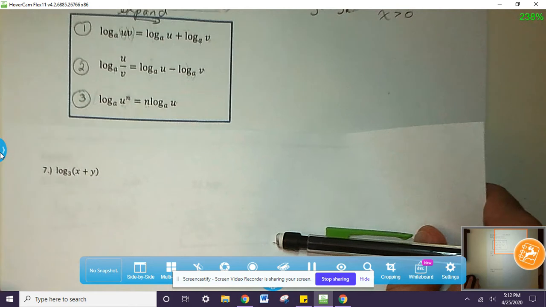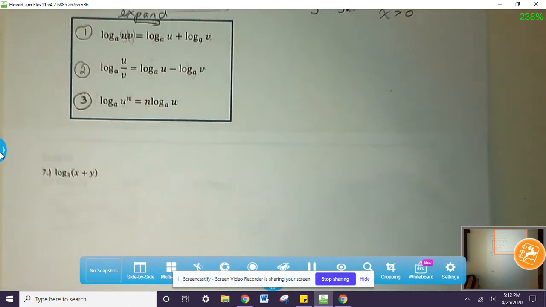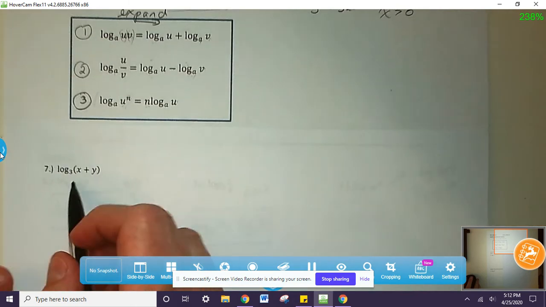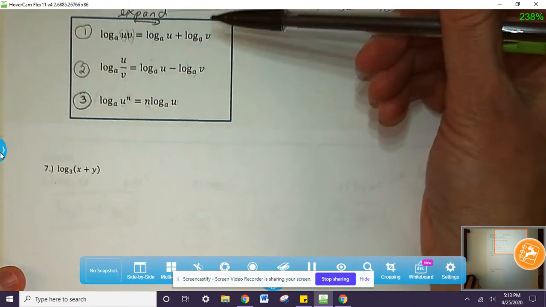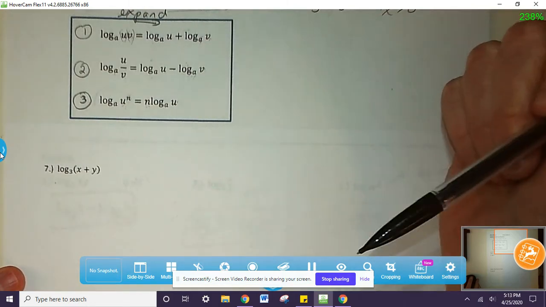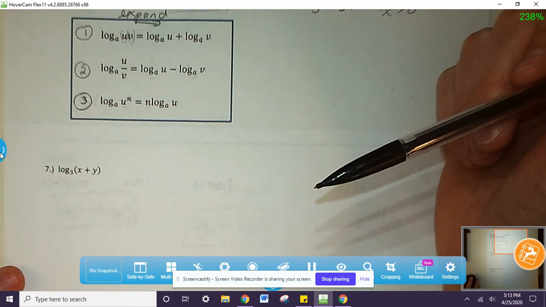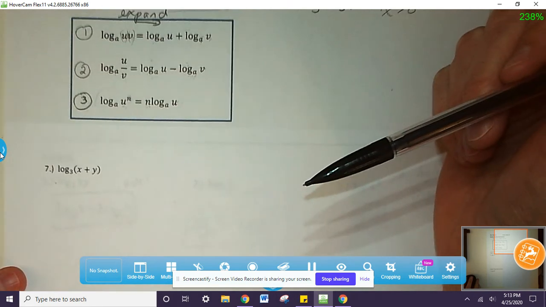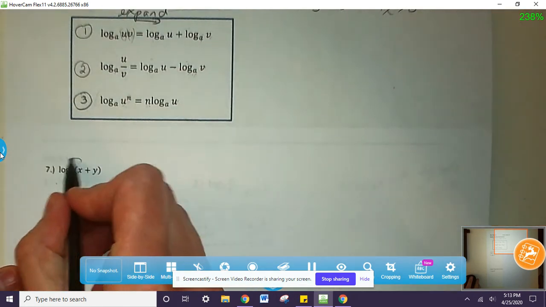Okay, for number 7, we're being asked to expand. So when you look at number 7, are you thinking rule 1, rule 2, or rule 3? The answer is it's kind of a trick question. You can't expand this one.